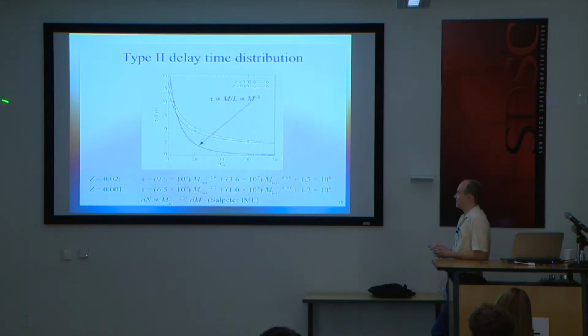And what I'm doing here is I'm plotting how long it takes for the star to blow up from the time that it's formed based on the initial mass of the star. Now, when the star blows up, it doesn't blow up with its initial mass.